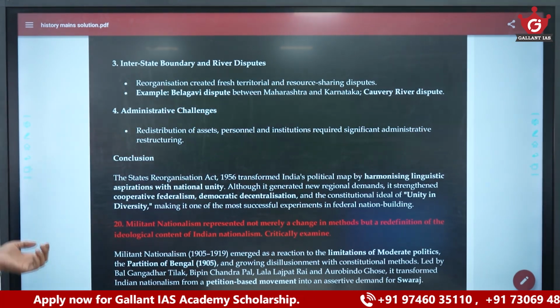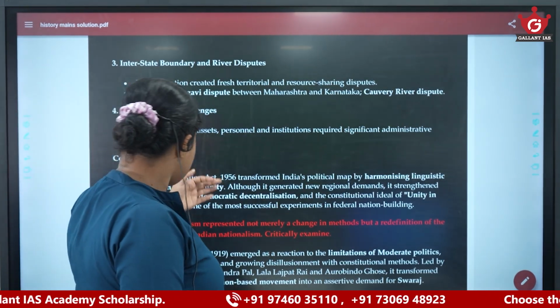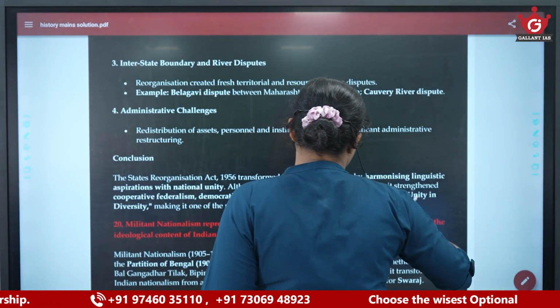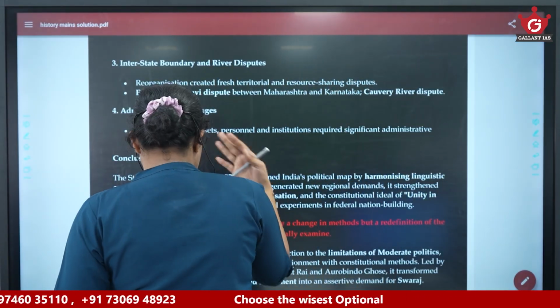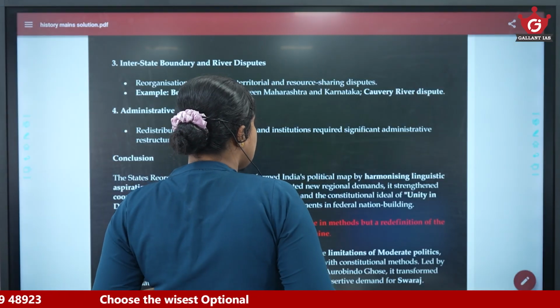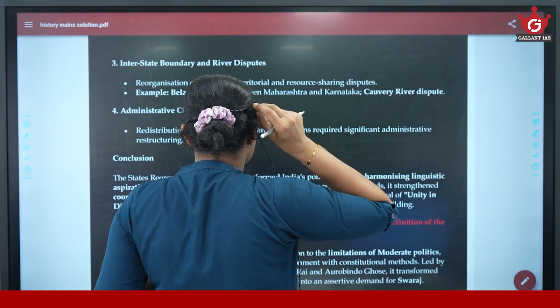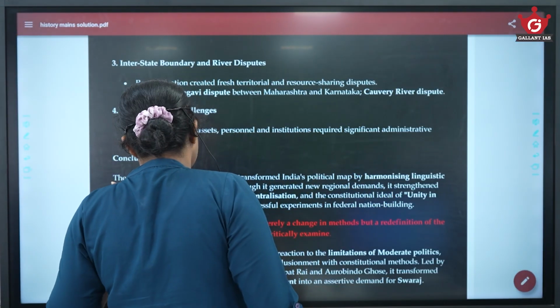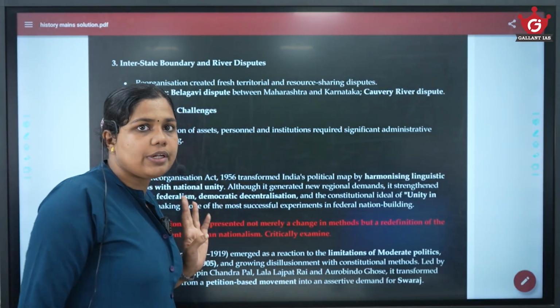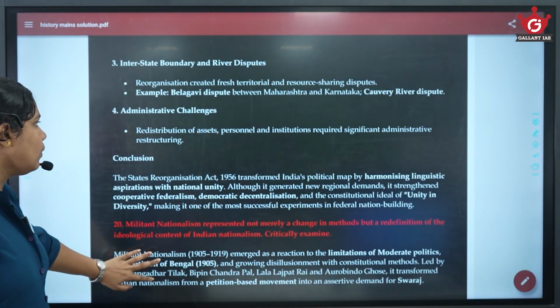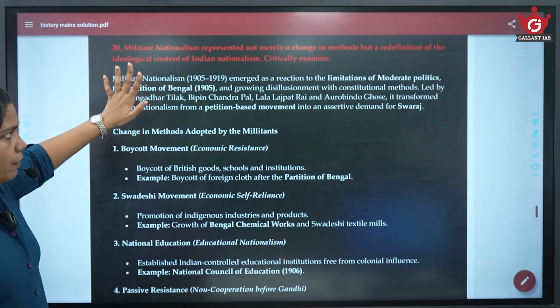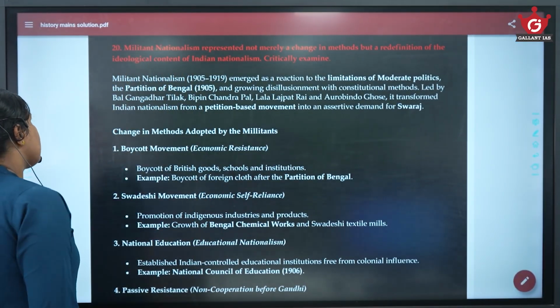Okay. Conclusion, you can give: the States Reorganization Act transformed India's political map by harmonizing linguistic aspirations with national unity. Although it generated new regional demands, it strengthened cooperative federalism, democratic decentralization, and the constitutional idea of unity and diversity. Okay, we can mention it as a very optimistic conclusion. Now we move to the last question of our question paper, that is about militant nationalism.